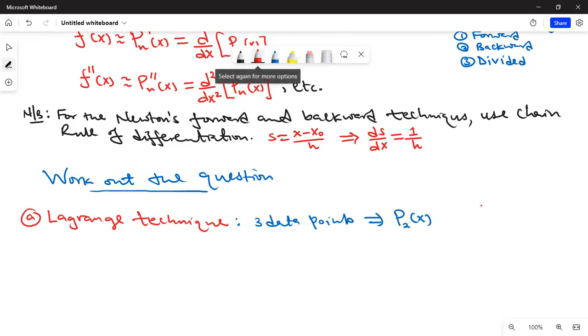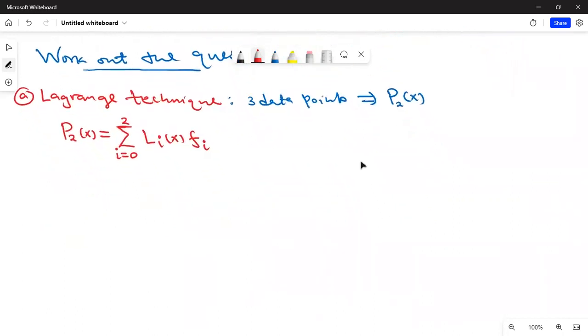So by the Lagrange technique, P2 of x is equals to the sum from i is equals to 0 to 2 of Li of x, f of xi, or simply fi. And so when you open the summation, you're going to get L naught of x, f naught, plus L1 of x, f1, plus L2 of x, f2.